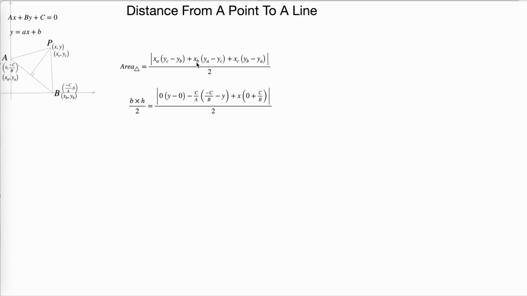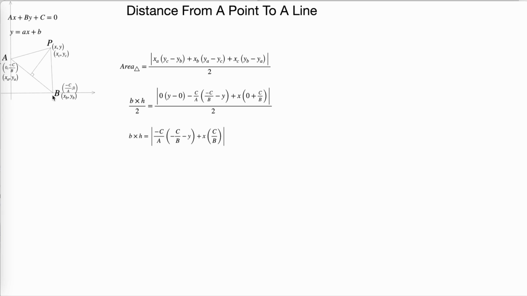Then we have xb, which is negative c over a, times the ya, which is negative c over b, take away the yc, which is y. Then we have the xc, which is the x value, times the yb, which is 0, minus the ya, which is negative c over b, minus negative c over b is plus c over b. This 0 multiplies this bracket and becomes 0.